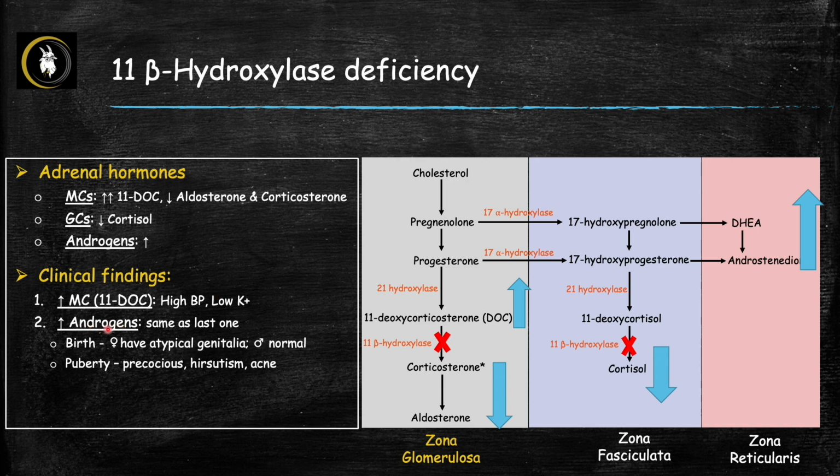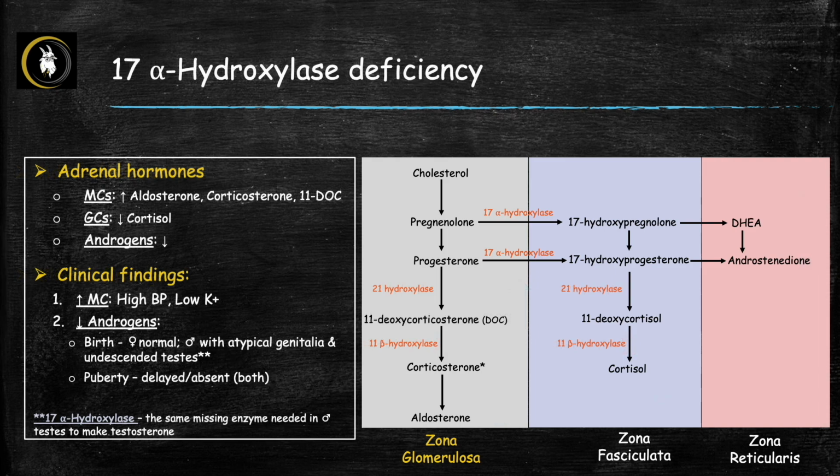The second problem is the high levels of androgens. So this is the same as we saw in the last case. Just like in 21-hydroxylase deficiency, the androgens are high. So at birth, females will have atypical genitalia due to masculinization, and then puberty will be precocious with findings of excess androgens such as hirsutism and acne.